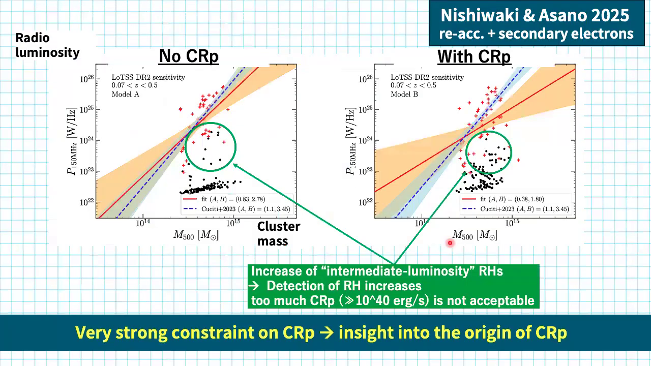And sorry, this is a little advertisement of a paper I did in Tokyo. I already did some calculation including both reacceleration and secondary electrons. I already discussed the constraint on cosmic ray protons using only radio observation. If there is a population of cosmic ray protons, even if it's very small, we can see some difference in the mass radio power plot. And this can be used as a constraint on the injection rate of cosmic ray protons. We find that this constraint is very severe, which excludes some injection models of cosmic ray protons.